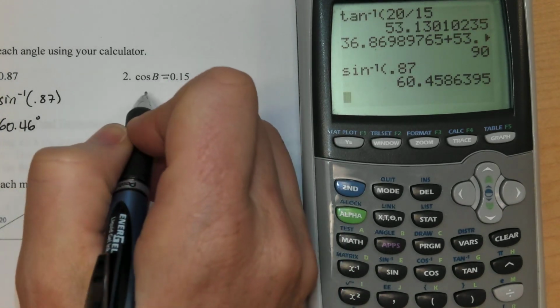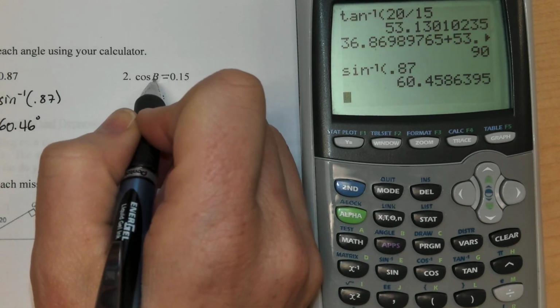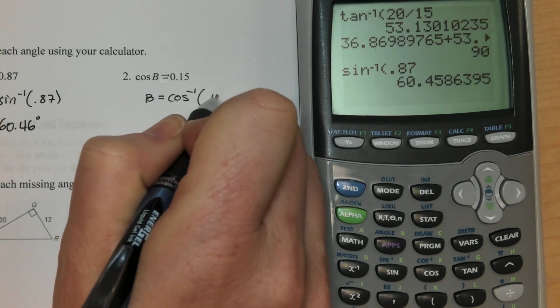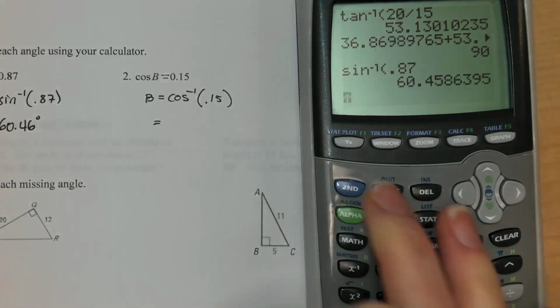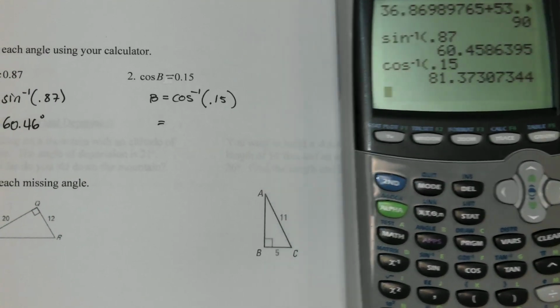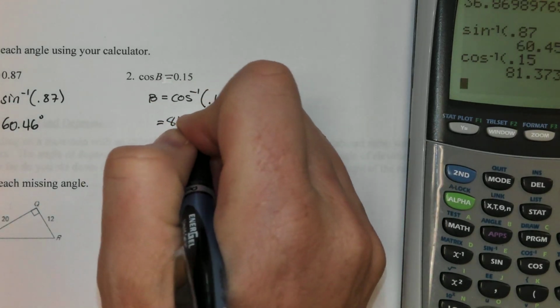Next one's cosine. Angle B equals 0.15. Again, to find B, to isolate it, I'd get rid of the cosine, and you do that by inversing it to the other side. So I've got cosine inverse 0.15. That gives me about an 81.37 degree angle.